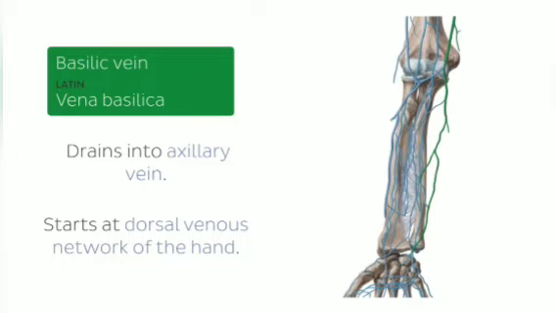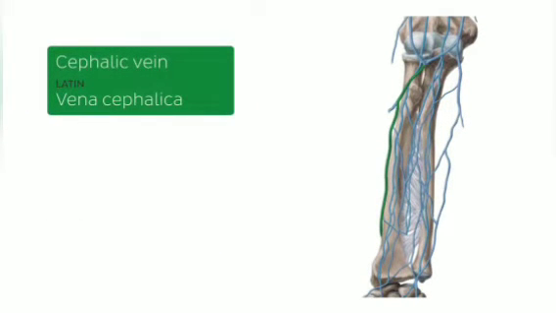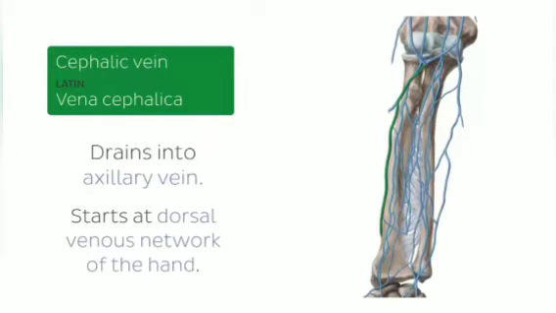Two things to remember about the basilic vein. Now, in terms of the cephalic vein that you're now seeing on the screen highlighted in green, it is also important to mention that it's going to drain into the axillary vein and runs on the radial side of the lower arm as it comes out of the dorsal venous network of the hand. So it starts at the dorsal venous network of the hand and then drains into the axillary vein. Two important points about the cephalic vein.